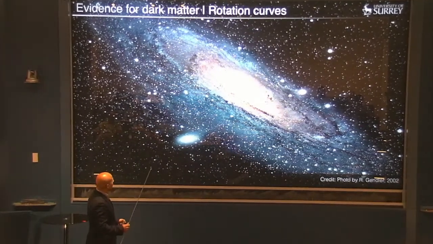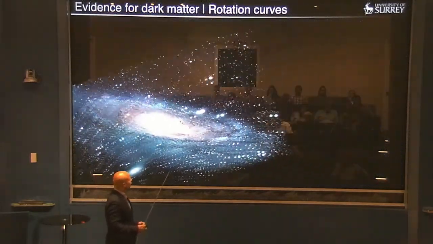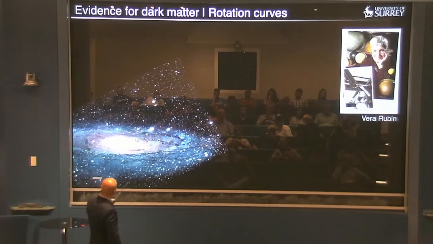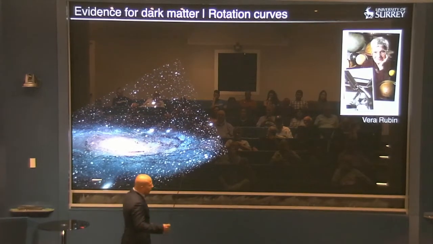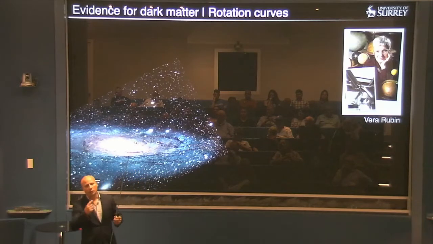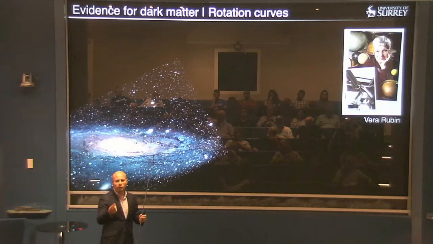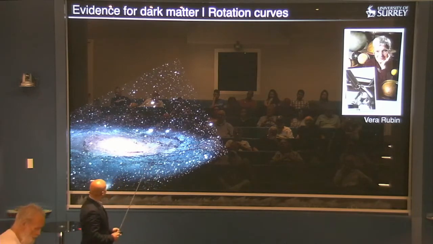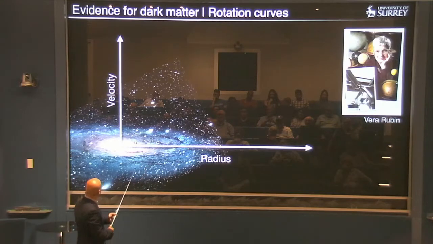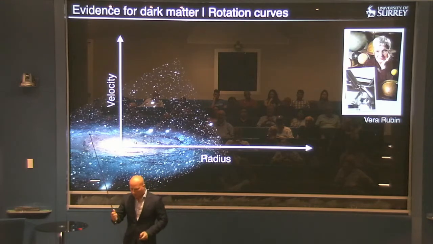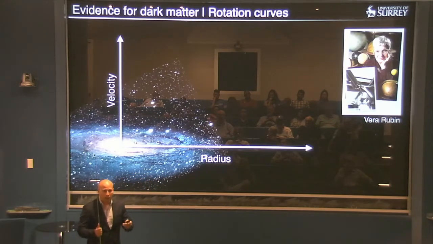This was being studied by Vera Rubin and others to try and work out how fast it's spinning from its center to its edge. This is a way of measuring the gravitational field in this system, because the faster it's spinning, the stronger the gravitational force must be to hold the system in equilibrium. So you can imagine building a plot of the velocity of this galaxy, how fast it's spinning, versus distance from its center.